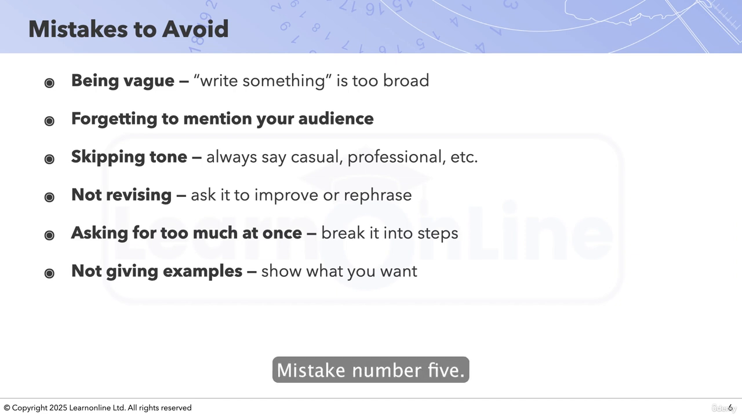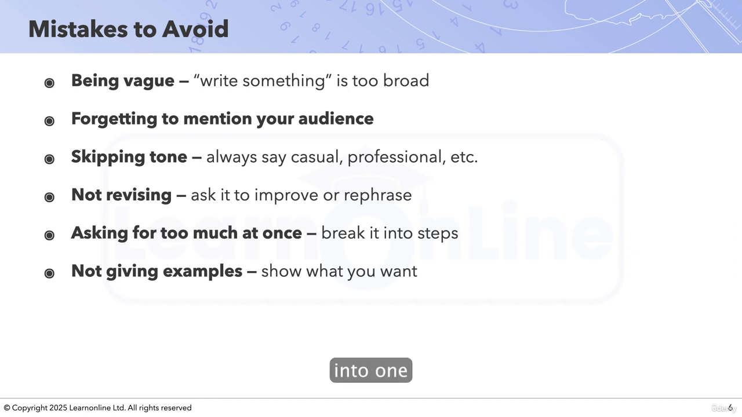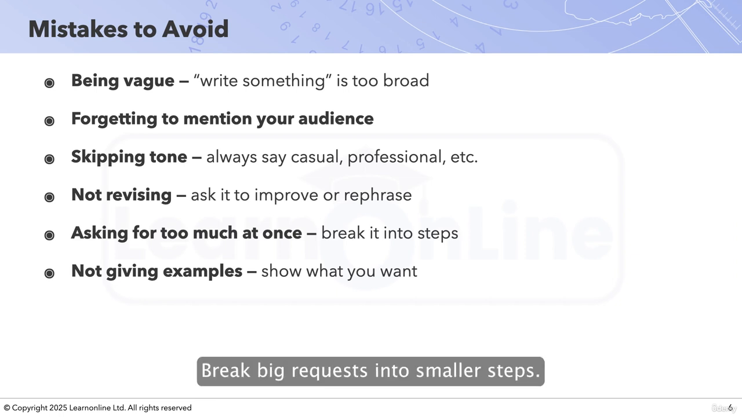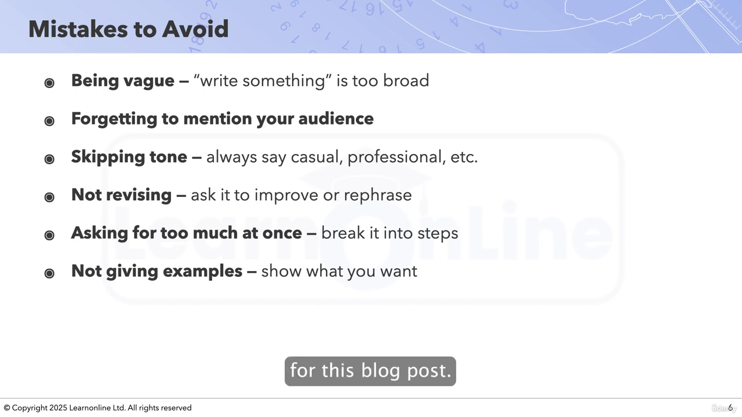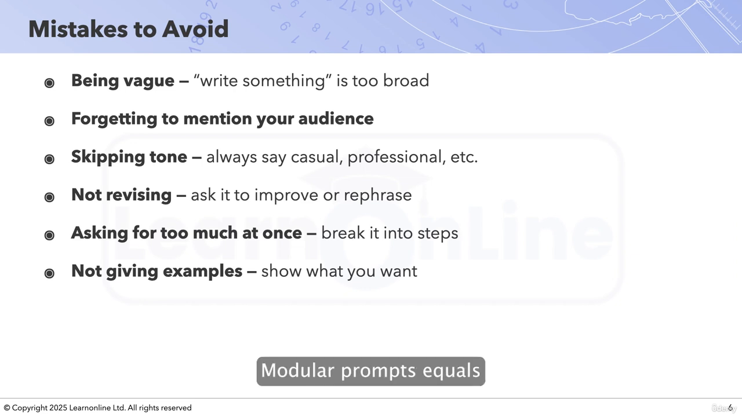Mistake number 5, asking for too much at once. Trying to squeeze 3 or 4 big tasks into one prompt can overwhelm the model and produce weak results. Break big requests into smaller steps. First, write a short intro for this blog post. Then, suggest 5 headings for the next section. Then, give me 3 closing paragraphs. Modular prompts equals clearer, more focused answers.